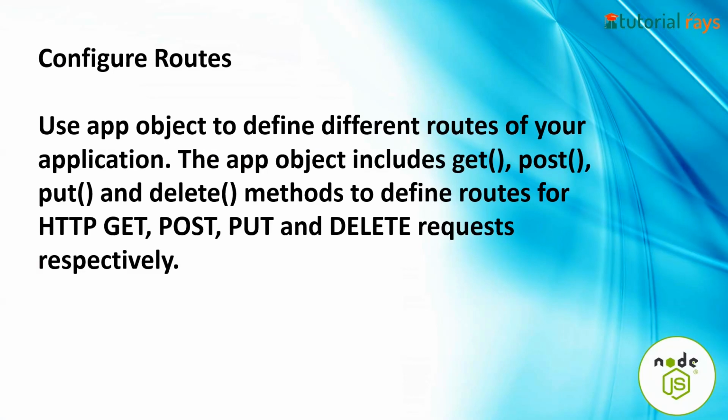One of the most important parts of Express.js is configuring the routes. Use the app object to define different routes of your application. The app object includes get, post, put, and delete methods to define routes for HTTP get, post, put, and delete requests respectively. So the app object will help us create the get, post, put, and delete methods. Let's see how.